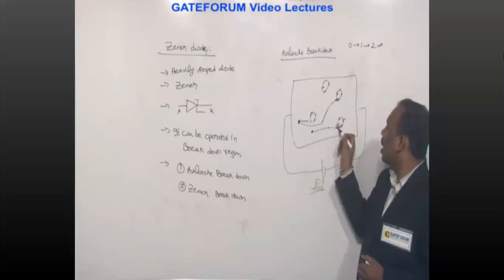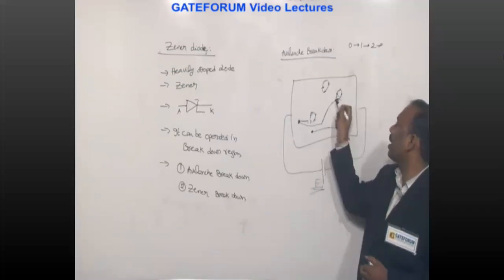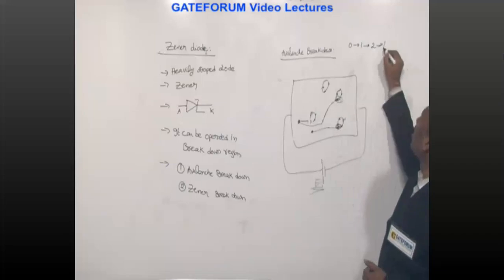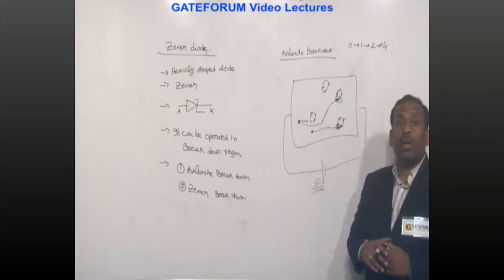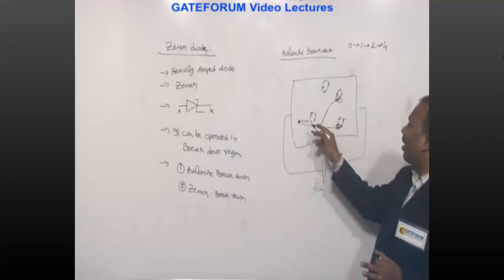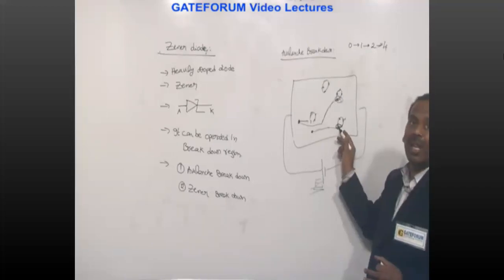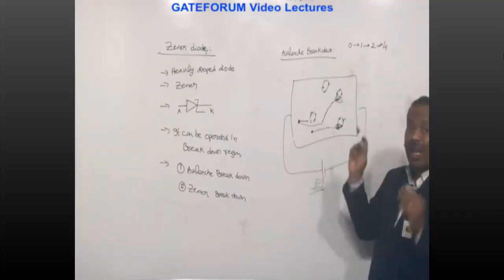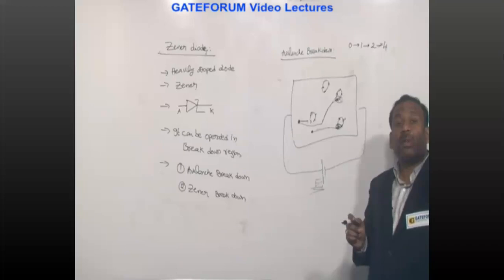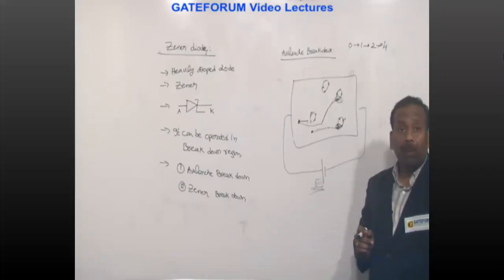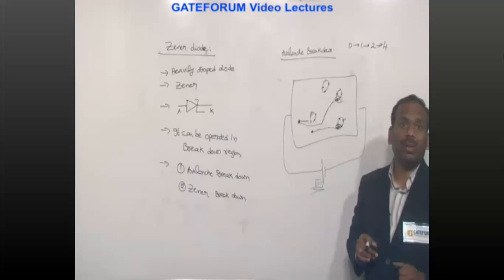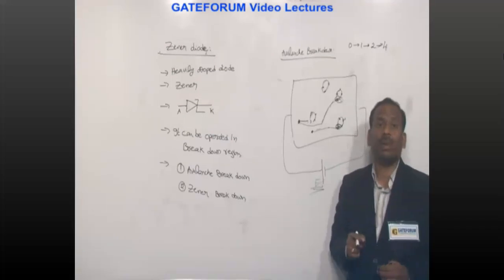Okay, so what is going to happen? This electron acquires energy, this electron acquires energy, and the two become four free electrons. Don't assume it only moves like this. In 1 centimeter cube, there will be 10 power 25 atoms, or 1.5 into 10 power 10 or 10 power 15 atoms per centimeter cube. That many atoms will be there.